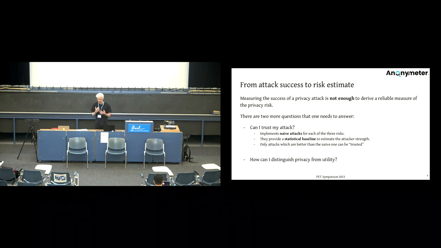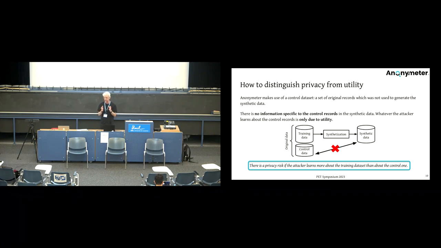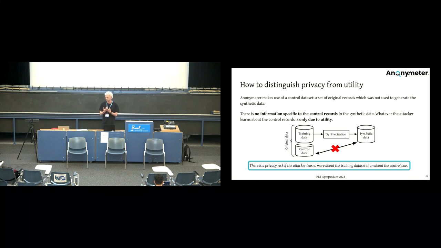So we are able, internal within the tool, to select away, let's say, the attackers that are too weak. And then to distinguish privacy from utility, what we do is make use of a control set, a set of records that you don't use to generate your synthetic data set. This is the only requirement that anonymity poses on your synthetization pipeline. And this set of records comes from the same population as the original training data set, but there is no information that passes from the control data set to the synthetic data set, by definition.